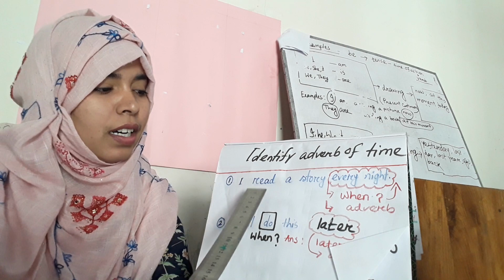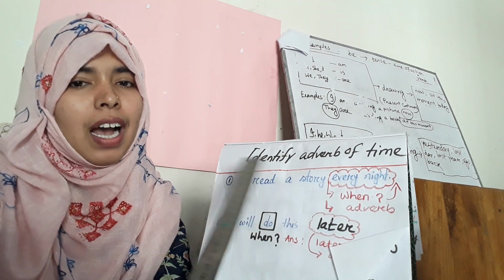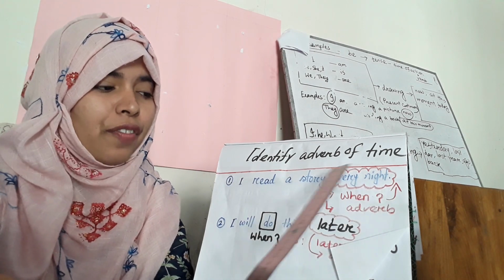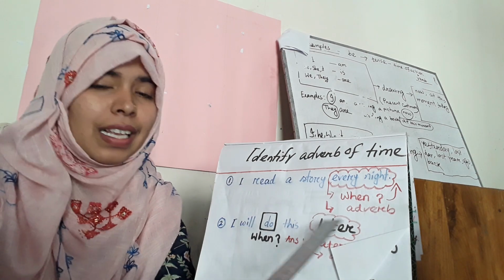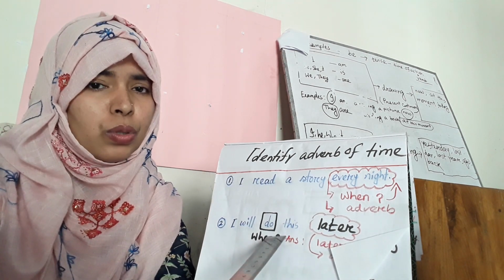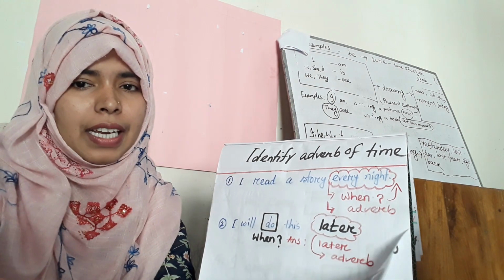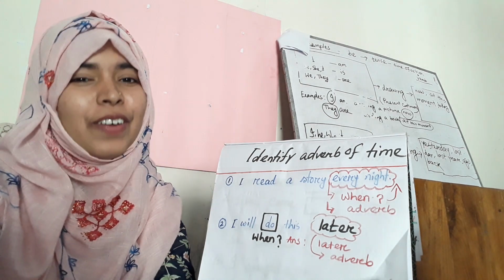I am analyzing the example. I read a story every night. When? Every night. So every night is an adverb, right? Okay. If I say I will do this later, when will I do? Later. So later is the adverb of time.